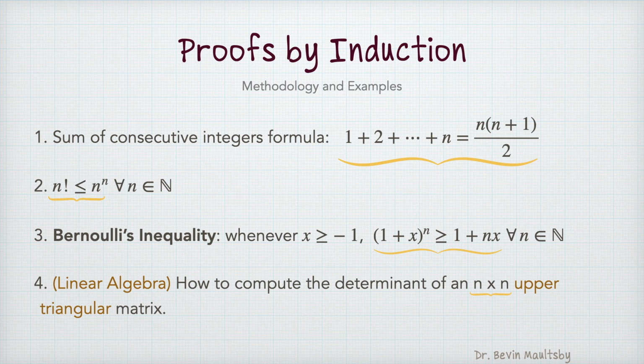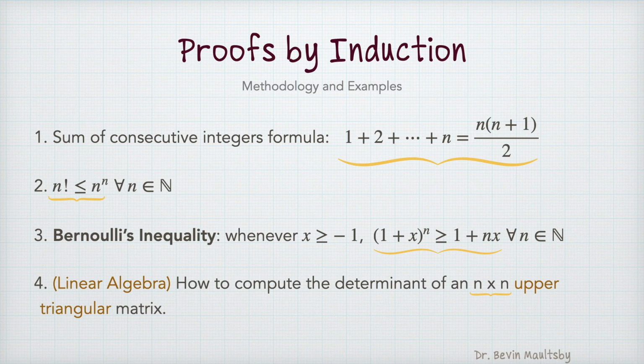The second formula tells us that if we compute the factorial of any positive integer, it's less than or equal to that integer raised to itself. For a quick example, 3 factorial is 3 times 2 times 1, so that's the product of consecutive integers. And that is indeed less than or equal to 3 cubed, which is 27.